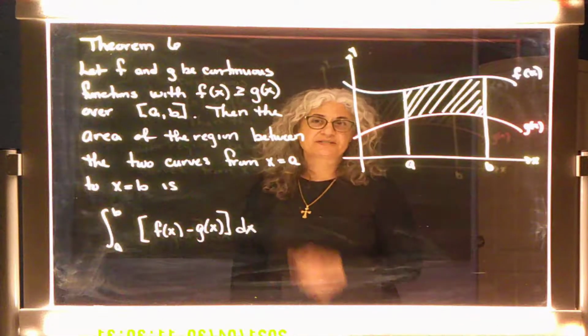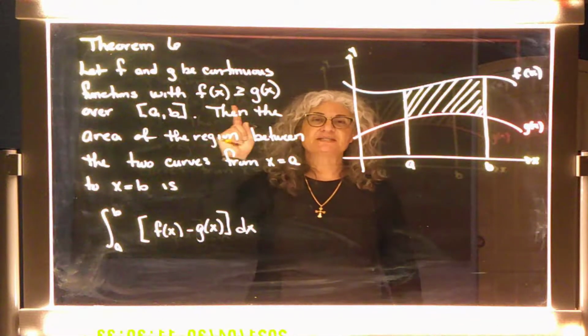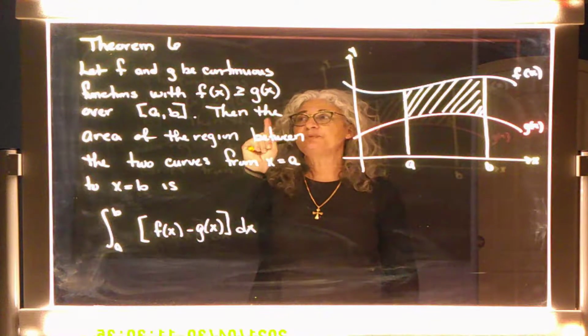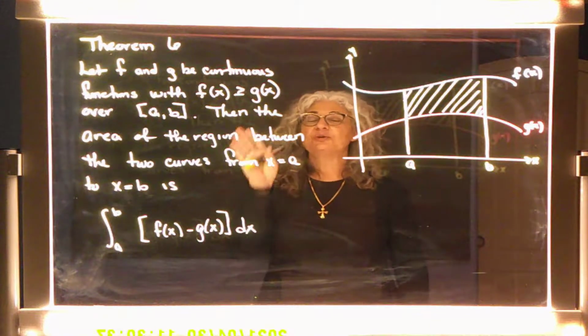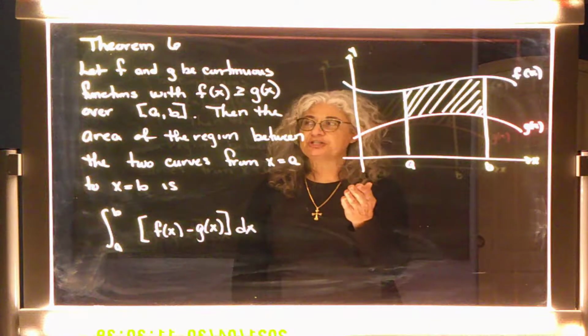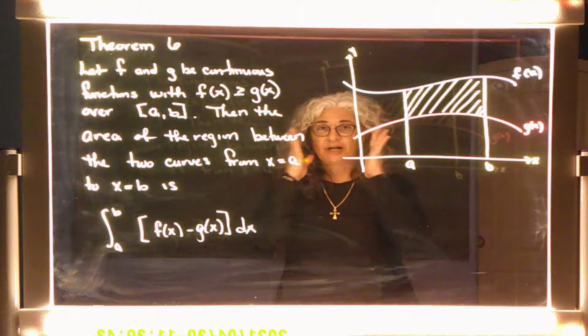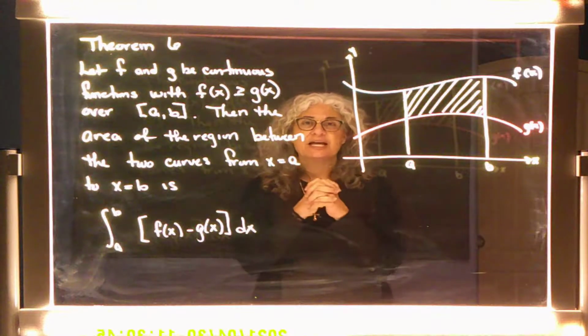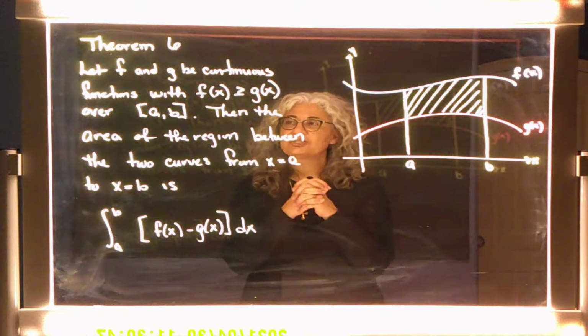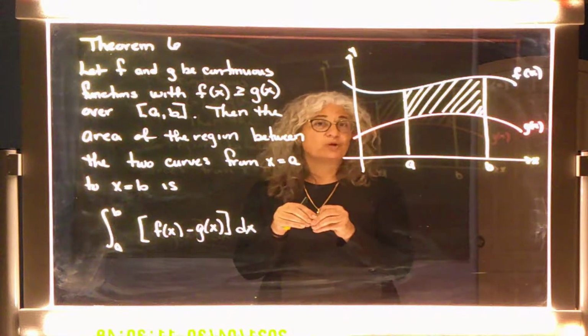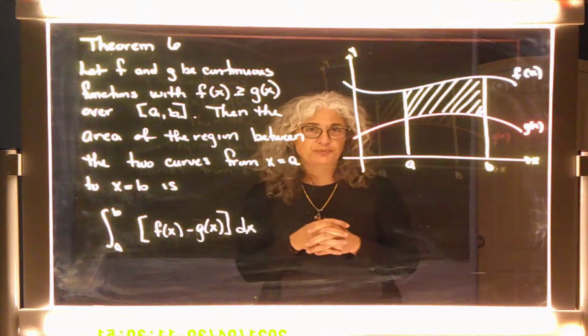Okay, so let's look at this next theorem. Theorem 6 says, let f and g be continuous functions with f of x greater than or equal to g of x over an interval [a, b]. So let me stop there a second before we keep reading, because sometimes it's a challenge to read an entire theorem in one shot without understanding each little piece.